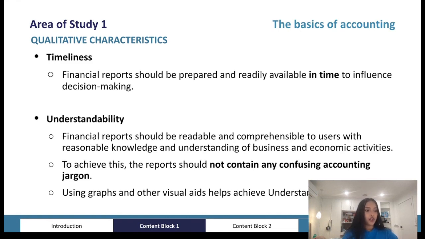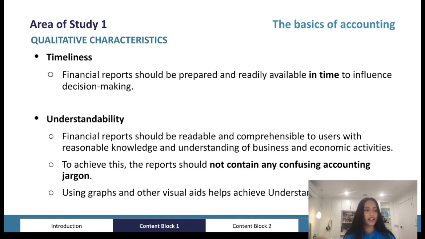Timeliness means that we should prepare our reports in time to influence business decisions, so don't prepare them too late. So obviously, if we're reporting for February, we don't want the report to be ready in, I don't know, May, because by then February was a long time ago. We want to prepare it in time for the owner to make decisions.